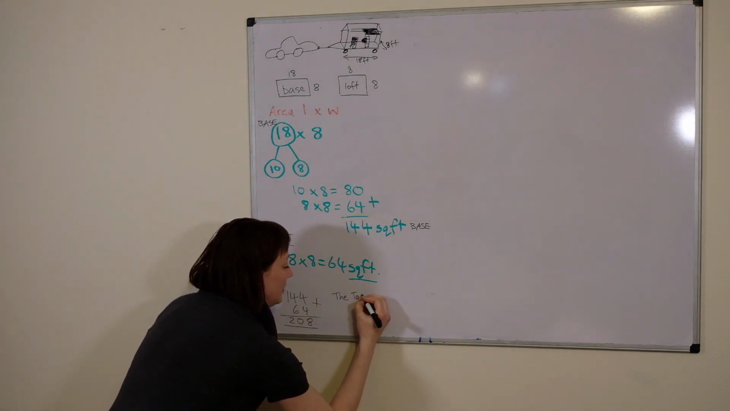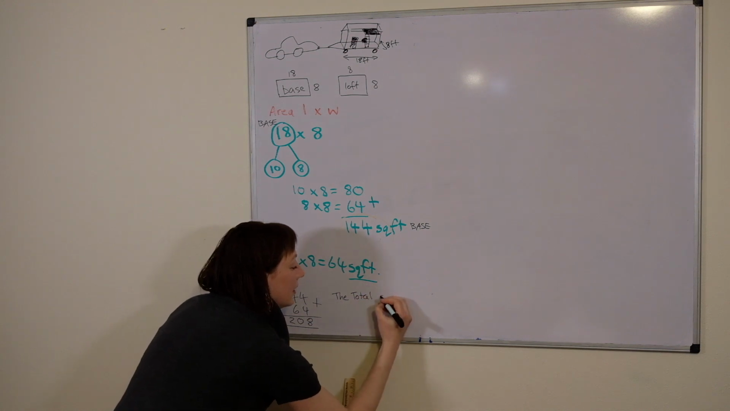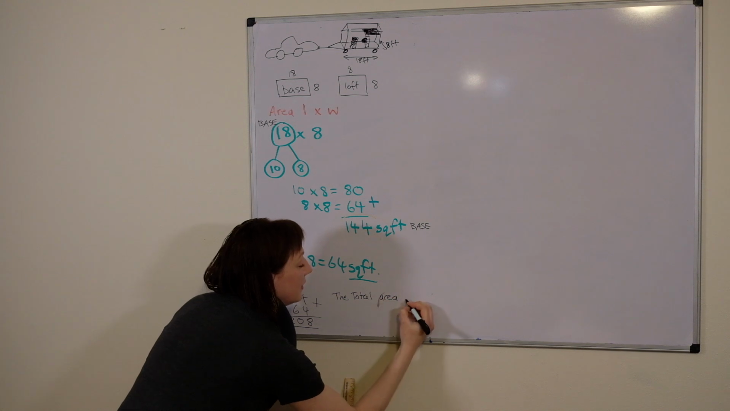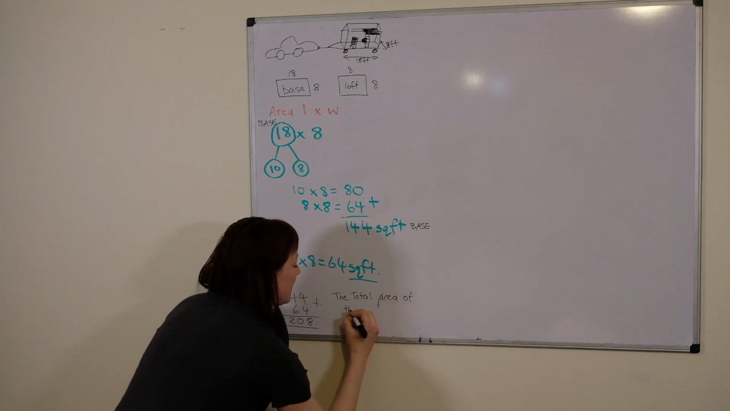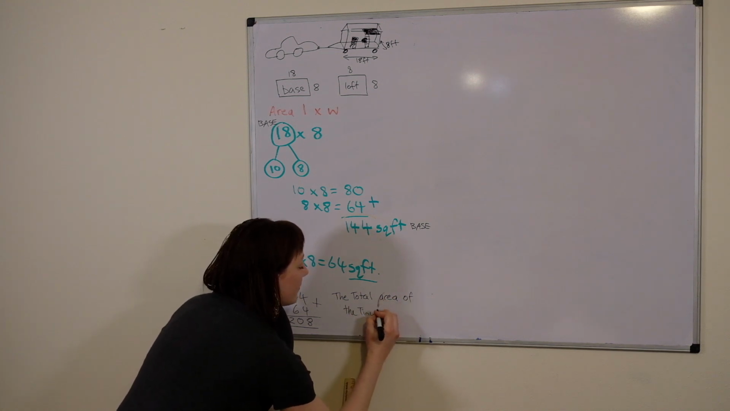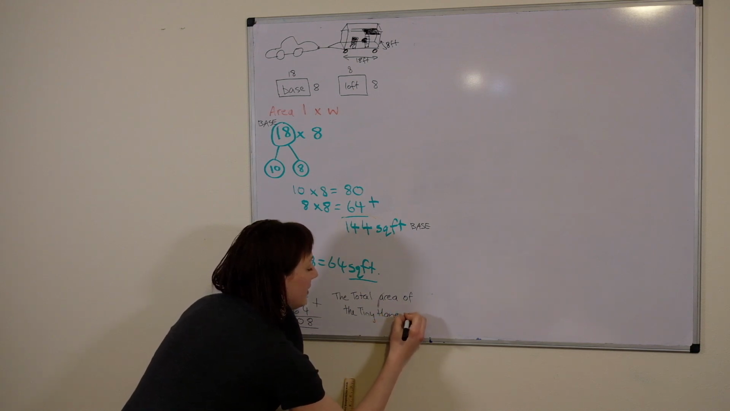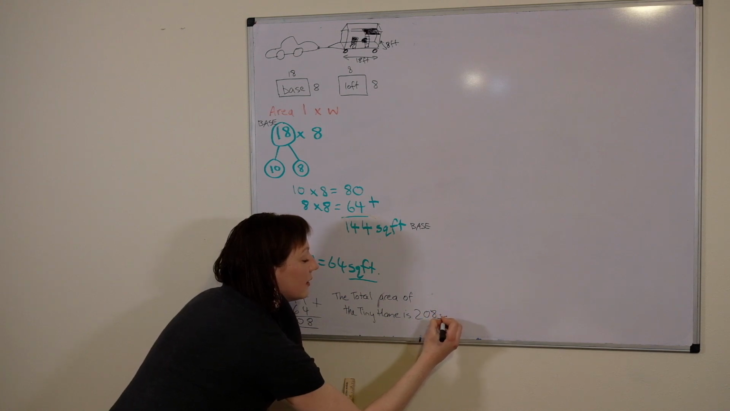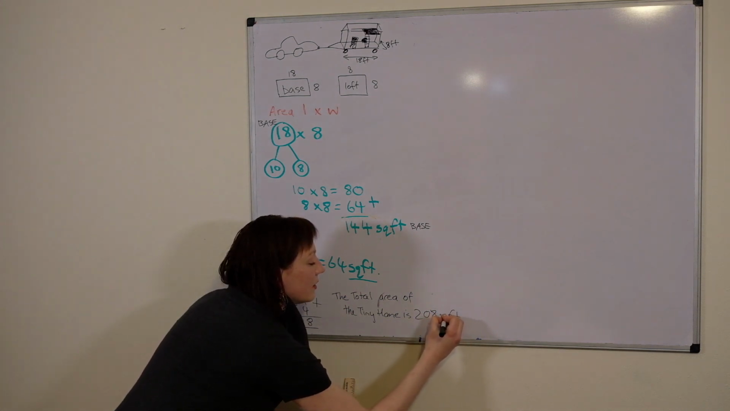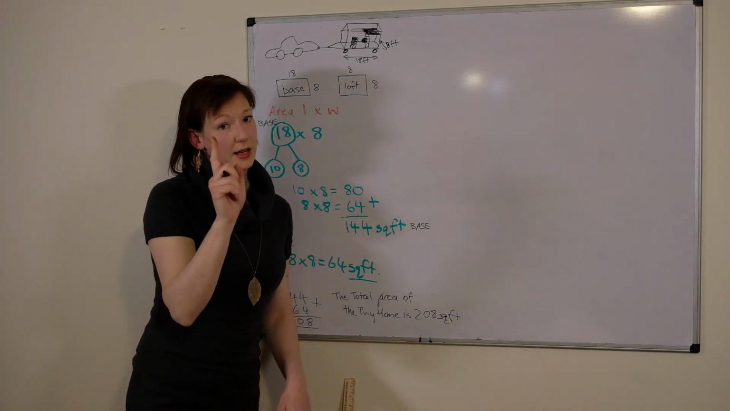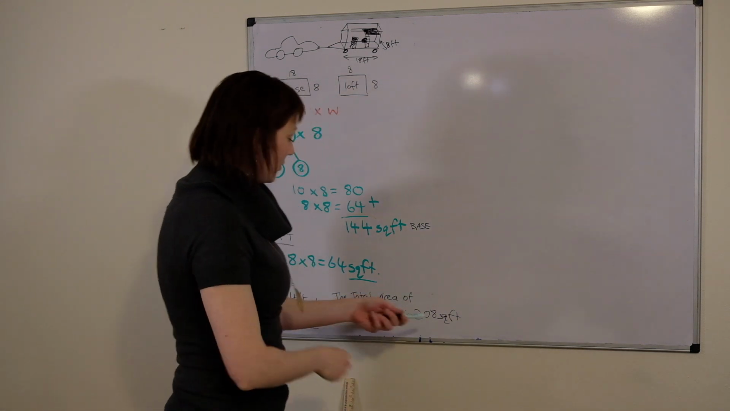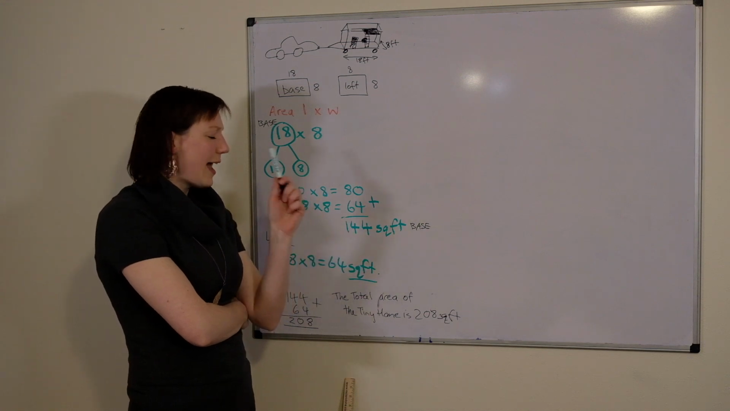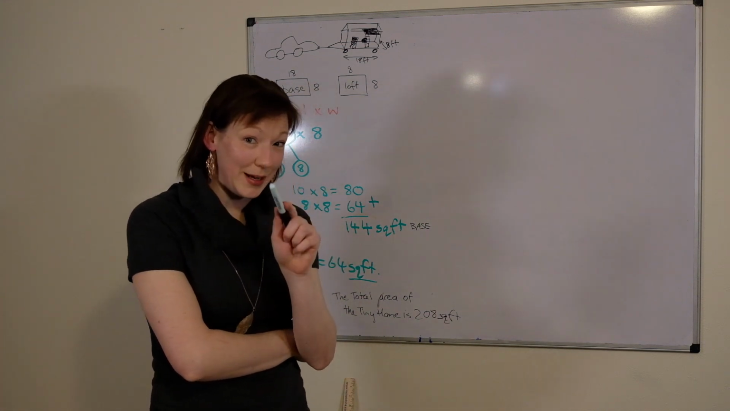The total area of the tiny home is 208 square feet. Sorry, my writing is terrible. I told you I am not a teacher. So if the tiny home is 208 square feet, how much bigger is it than your bedroom?